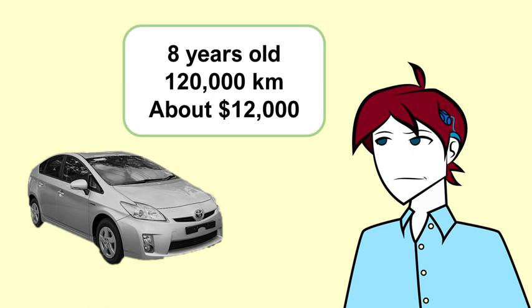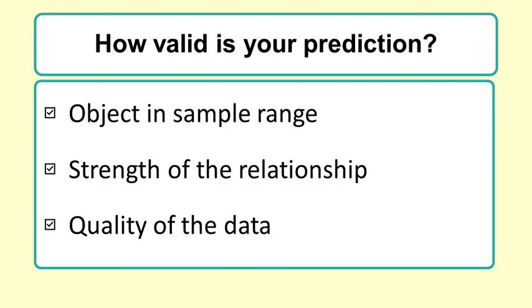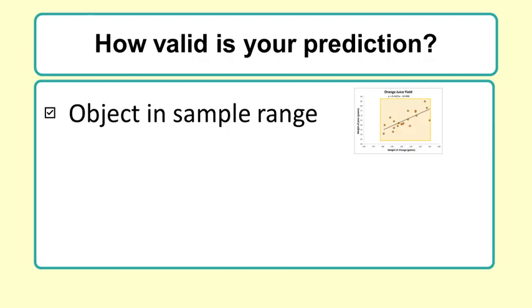The value we get from the model is actually a prediction of the average price of Priuses which are 8 years old and have travelled 120,000 kilometres. It gives a ballpark figure. As before, the validity of the prediction relies on several things. How typical the object is that we are predicting for.